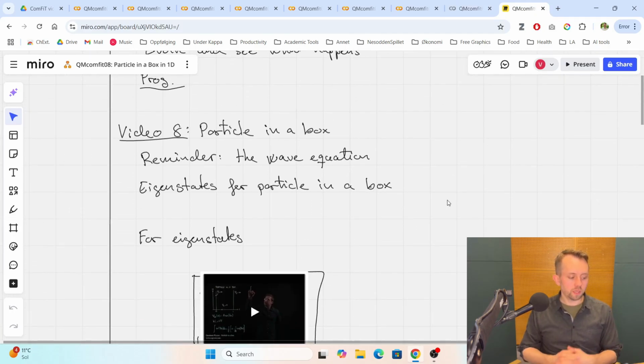So now let's look at the topic for this video, which is the particle in a box bound state. So we call it a bound state because there is now an external potential, namely V(x), which is non-zero.